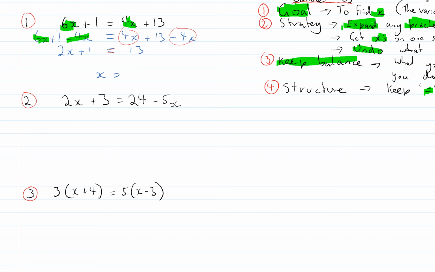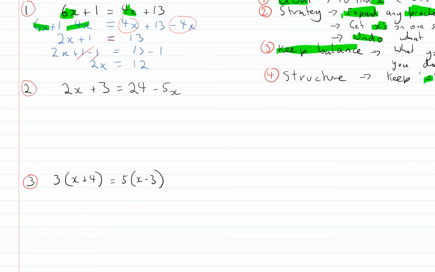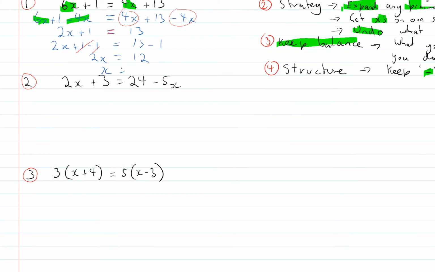It's a pretty easy one. I need to undo what's been done to x, and so I've got the plus 1, so I'm going to get rid of that plus 1 by subtracting it. 2x plus 1 minus 1 equals 13 minus 1, and that's going to leave me with these being cancelled, and I just get left with 2x there, and 13 minus 1 is 12. Then I'm going to divide both sides by 2, and so I'll get x is equal to 6.